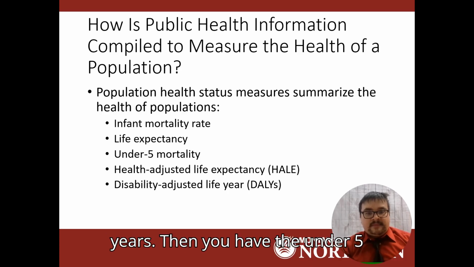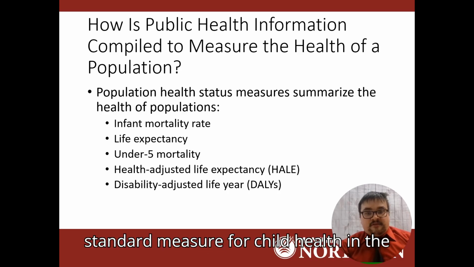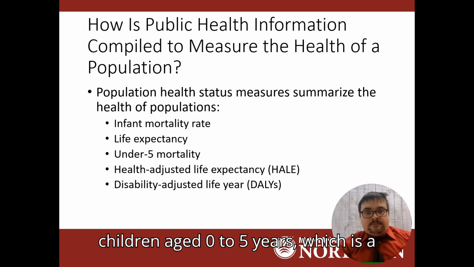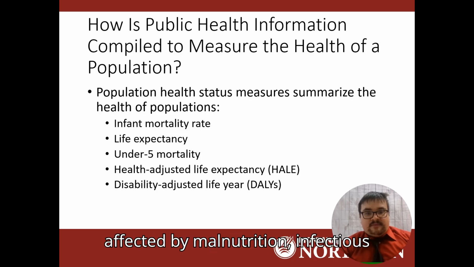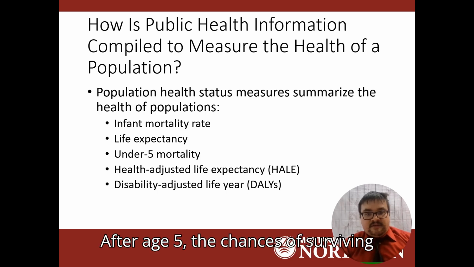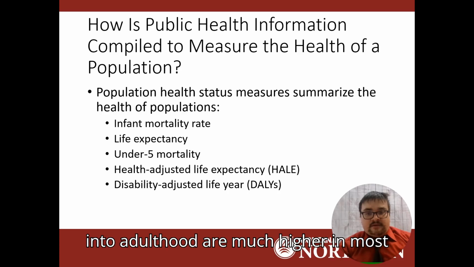in those years. Then you have the under 5 mortality rate, which has become a standard measure for child health in the 21st century. Here, we focus on children aged 0 to 5 years, which is a vulnerable group that can be severely affected by malnutrition, infectious diseases, and other health risks. After age 5, the chances of surviving into adulthood are much higher in most countries.